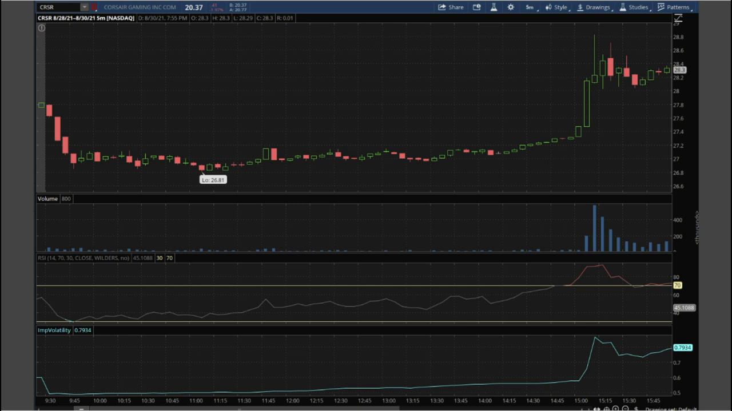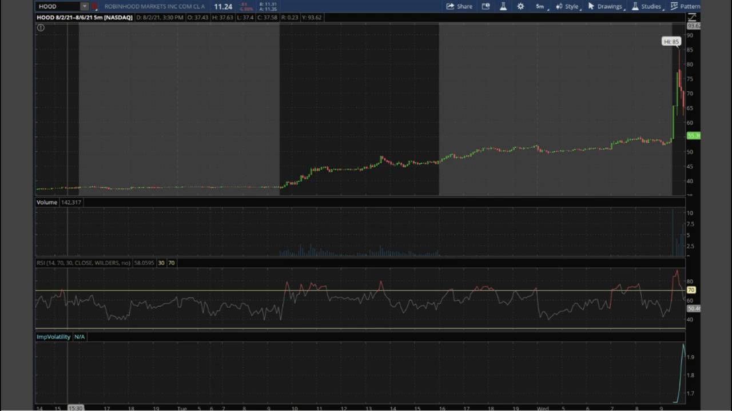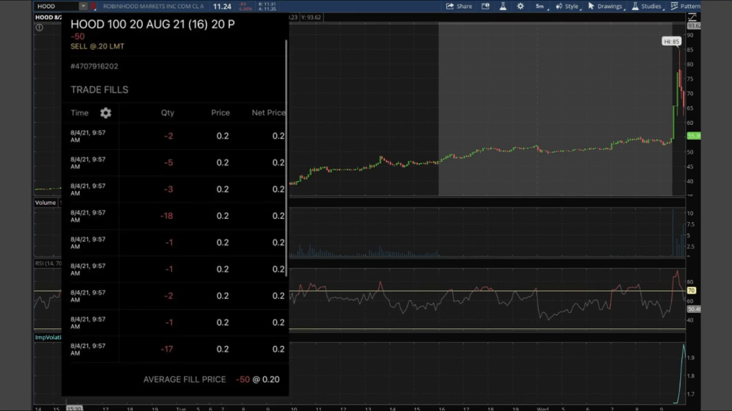We saw on the Corsair slide that when it spiked up from 27 to 28, we were able to sell 25, which is $3 clear of the price. When Robinhood spiked from 50 to 80, we were actually able to do something a lot more insane. We were able to sell 20 strike puts that expired August the 21st.